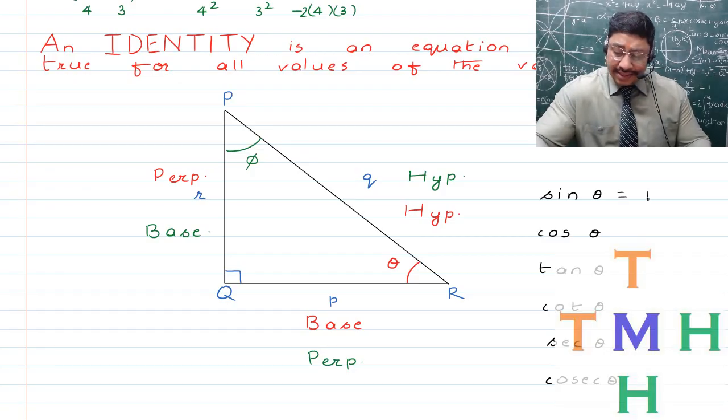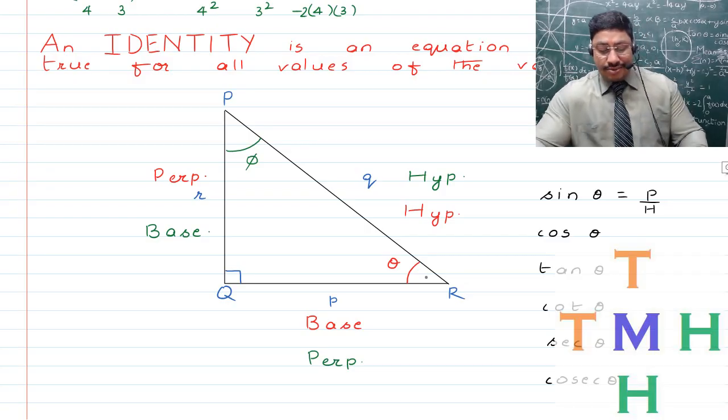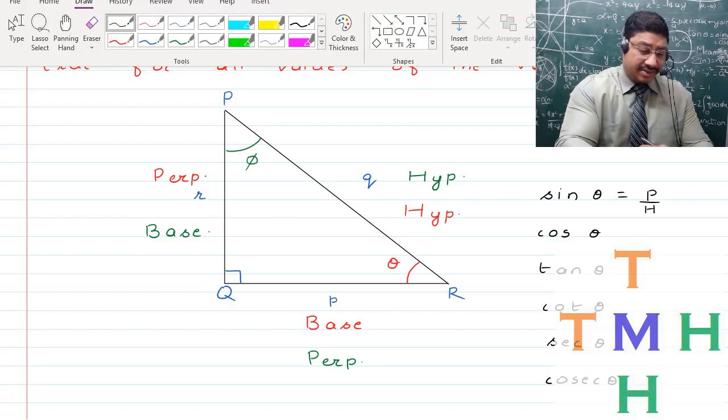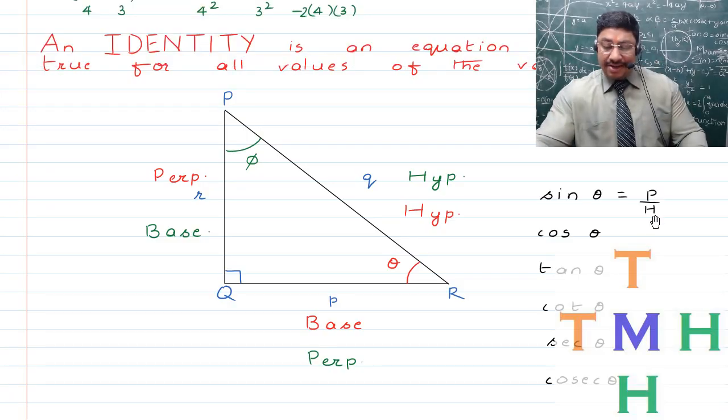Now, sine theta is perpendicular upon hypotenuse. So in accordance with the known or the unknown angle, we can easily find out the perpendicular and the hypotenuse and write this ratio. So this ratio is, like I told you, the relation between the sides, that is the perpendicular and the hypotenuse, and the angle of this triangle. So one is the angle, that is angle theta, which is angle R, and it has been related with the sides, that is the perpendicular and the hypotenuse, the perpendicular being PQ and the hypotenuse being PR.